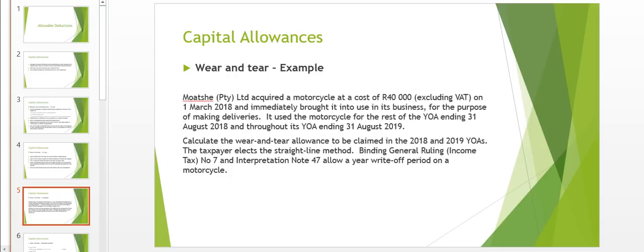It used the motorcycle for the rest of the year of assessment ending 31 August 2018 and through its year of assessment ending 31 August 2019. So what we want to do is calculate the wear and tear allowance to be claimed in the 2018 and 2019 years of assessment. They give you some additional information and tell you that the taxpayer elects the straight line method.